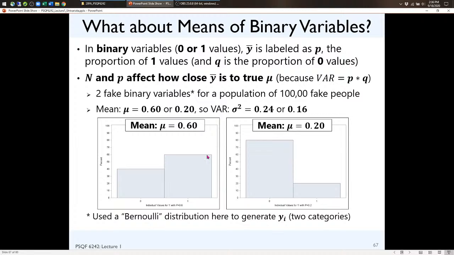So that means all I need to know with respect to the variability of these two variables is contained in the mean. For the variable on the left where the mean is 0.6, its variance is 0.24, and for the variable on the right where the mean is 0.2, its variance is 0.16. And by the way, the type of distribution that goes along with this idea of a binary variable is called Bernoulli, and it's capitalized because that is, yet again, another person's name.